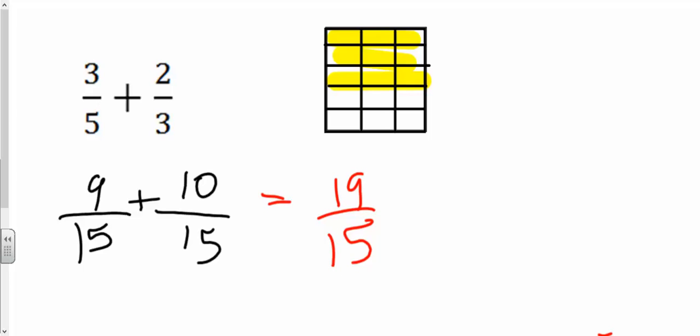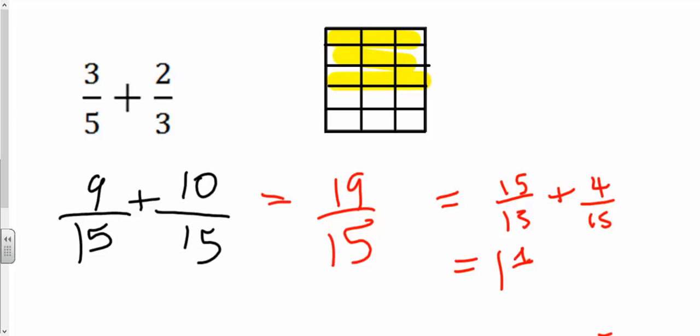Now that's okay as an answer, but it's a top-heavy fraction. Usually we like to write that as a mixed number. So how many whole ones and how many 15ths would that be? Well, 19/15 is 15/15 and 4/15 more. Why did I write that? Well, 15/15 makes a whole one. So that's the same as 1 and 4/15, and that's probably the best way of representing that answer.